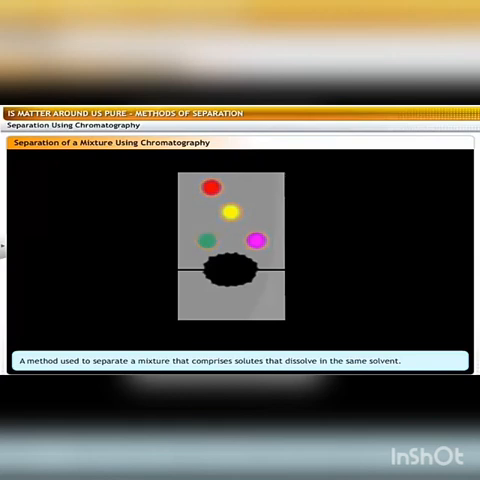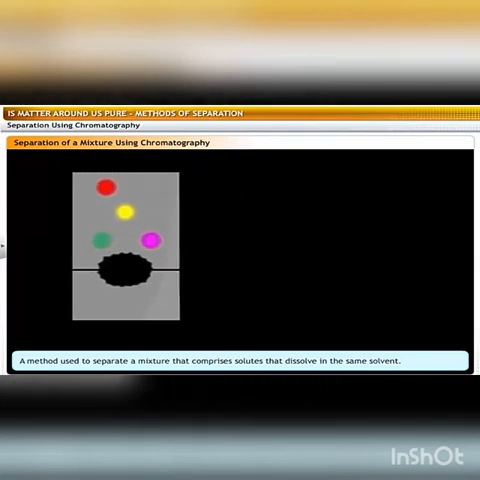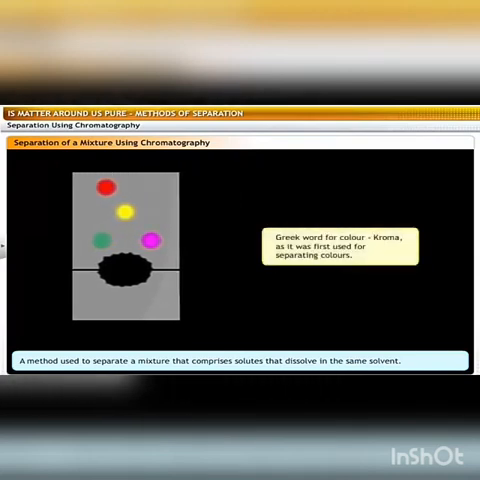This process of separation is called chromatography. This method gets its name from the Greek word for color, chroma, as it was first used for separating colors.